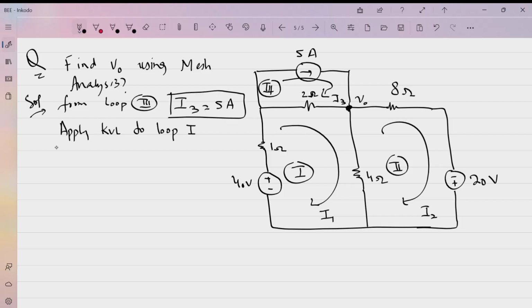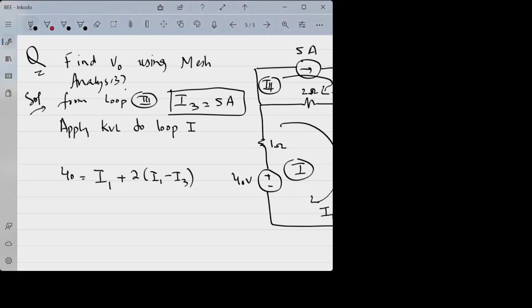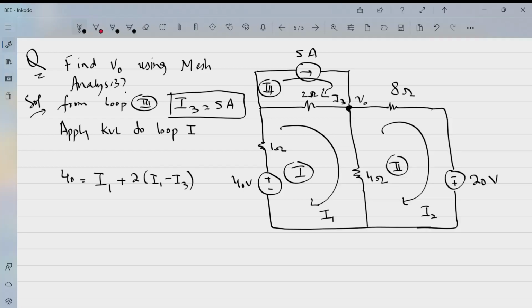Yes. Fine. By applying KVL to loop 1 now, we have 40 is equal to 2I1 minus I1 plus 2I1 minus I3 plus 4I1 minus I2, which implies 40 is equal to 7I1 minus 4I2 minus 2I3, minus 2I3 means minus 10.